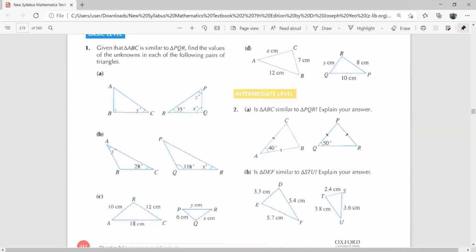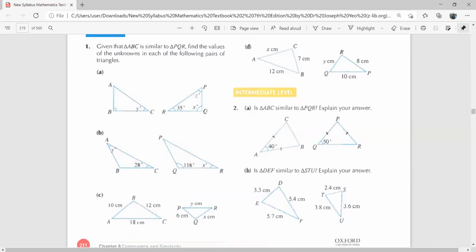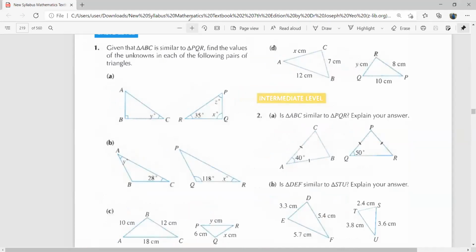Now it says, given that the triangle ABC is similar to the triangle PQR. Now, guys, remember when you are given that two triangles are similar or congruent, and the names are given to you, then it means that more than 50% of the job is done because you already know what angles and what sides are corresponding to each other. Like this A is going to correspond to this P, B is going to correspond to Q, and C is going to correspond to this R.